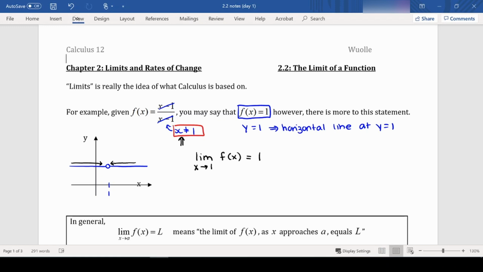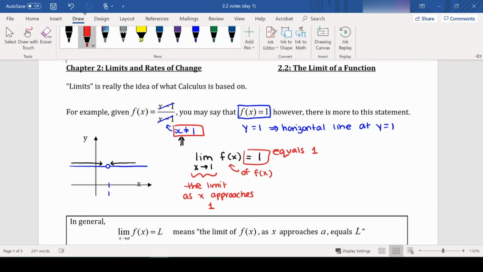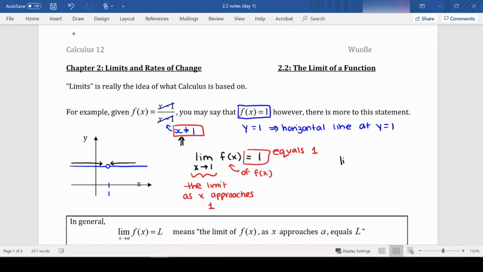Okay? So how we read this is: the limit as x approaches 1 of f of x equals 1. The other way we could write this, because we have an actual function, is the limit as x approaches 1 of (x minus 1) over (x minus 1) equals 1.